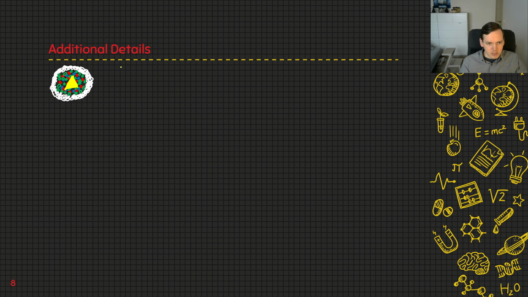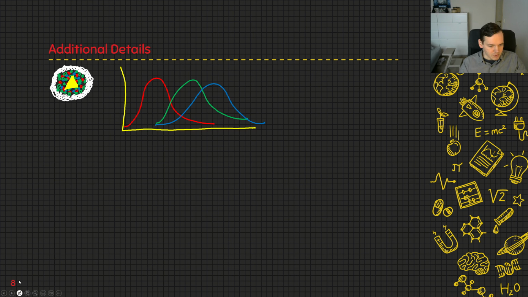Now, what actually happens with the different types of light is, if we have our red cones, there's a curve that looks like this. The green is going to be a curve that looks like this, and the blue is going to be a curve that looks like this. And this shows the sensitivity of your eyes to certain frequencies.